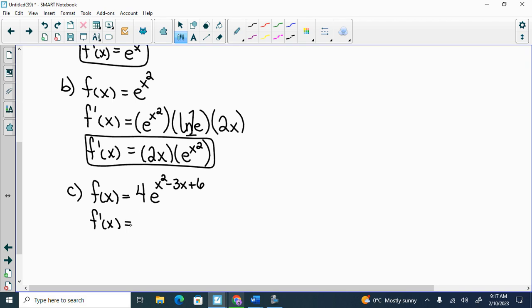So our first step is to rewrite it. Now some people will try and say it's ln 4e. 4 is not the base of the exponent. E is the base of the exponent. The exponent is on the e, correct? So it's still ln e, which turns to a 1. And then the derivative of the exponent is 2x minus 3.